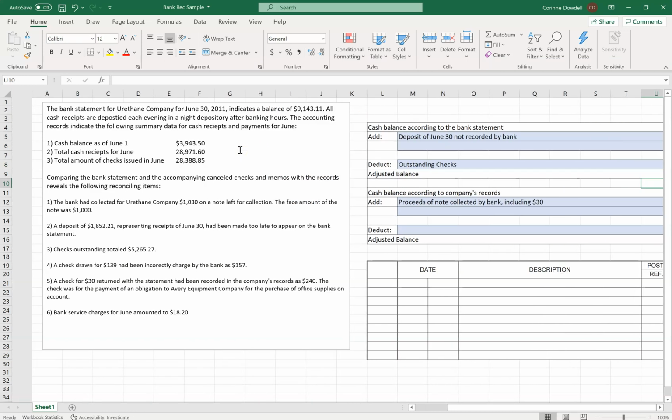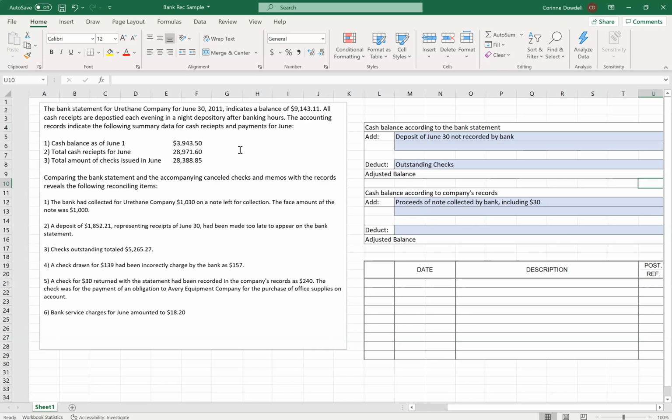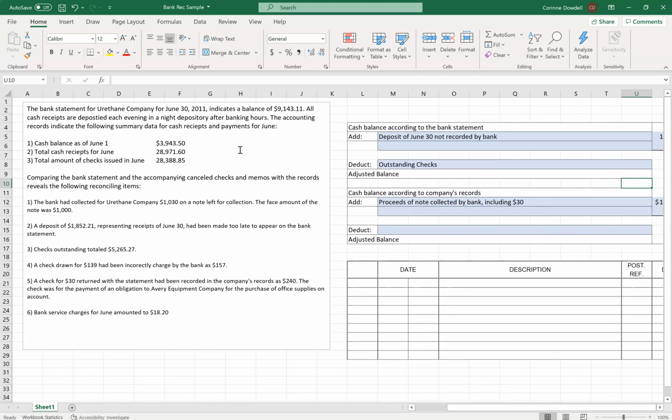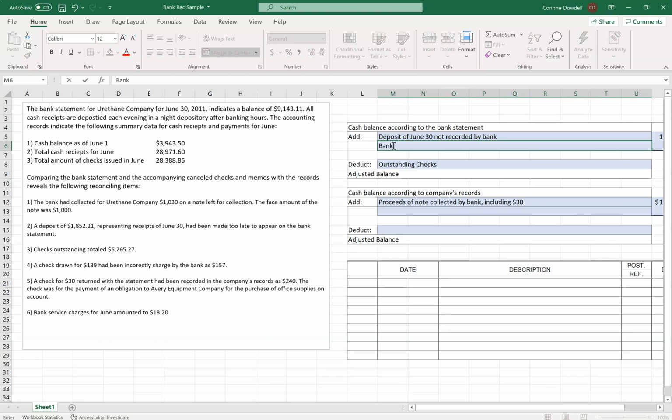All right, next. A check drawn for $139 had been incorrectly charged by the bank as $157. So for this one, we wrote a check for $139, but the bank cashed it for $157. That means they shorted our account. So we need to add that money back in. Their statement is going to be incorrect by the difference of those two checks.